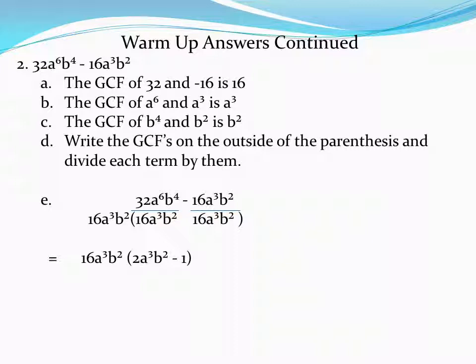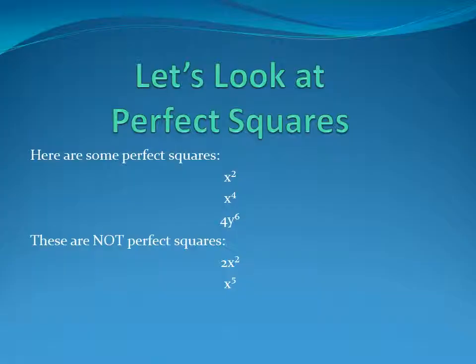You see that 32 divided by 16 is equal to 2. A to the 6th divided by a to the 3rd is a to the 3rd. B to the 4th divided by b squared is b squared. And since 16a to the 3rd b squared divided by 16a to the 3rd b squared factors out, the answer is 1.